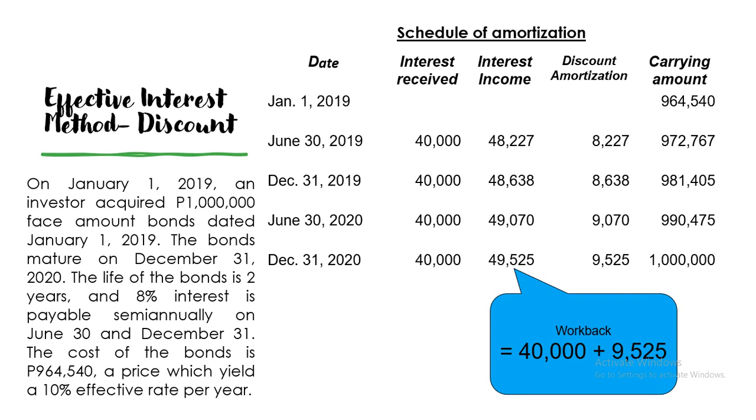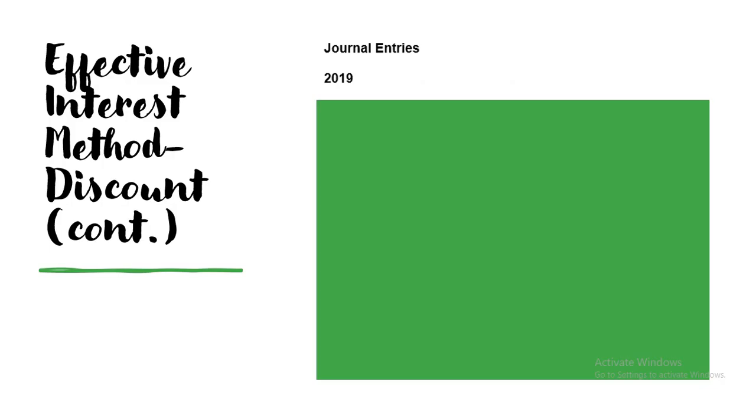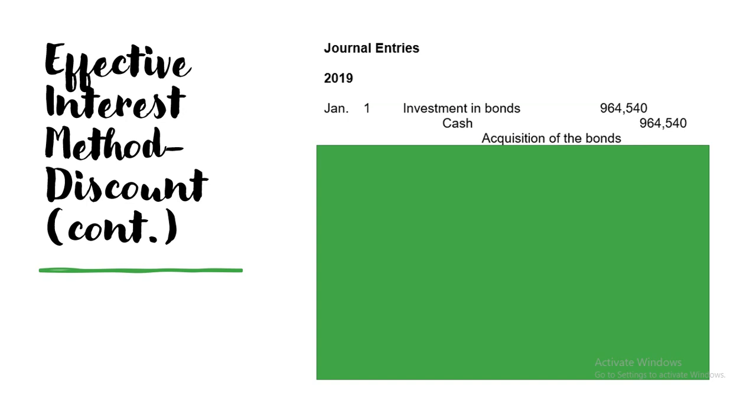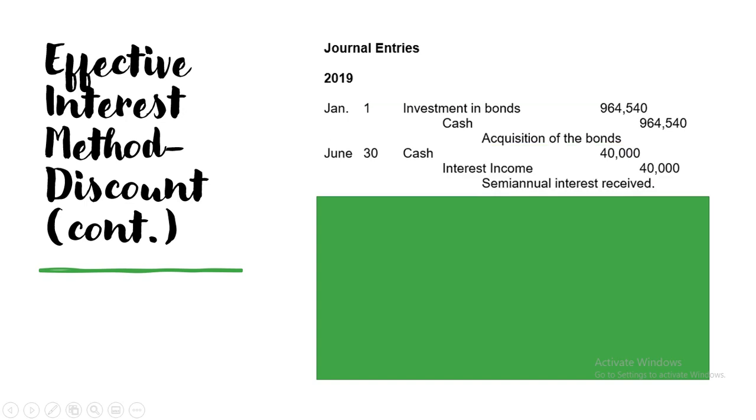That is how to prepare a schedule of amortization using the effective interest method of amortizing bond discount. Now for the journal entries 2019, first one is the acquisition of the bonds at cost. So debit investment in bonds, then credit cash for 964,540. And then the first one is the interest date, June 30. So you debit cash, then credit interest income for 40,000.